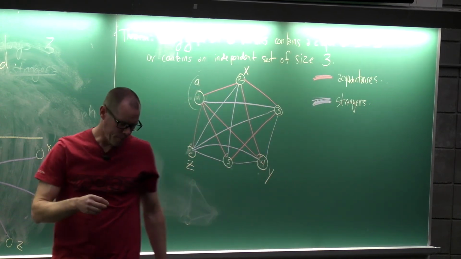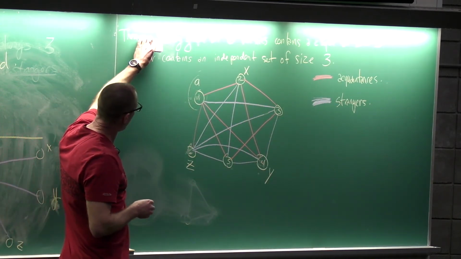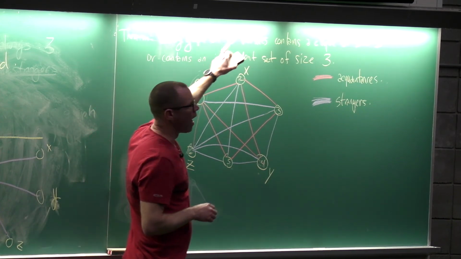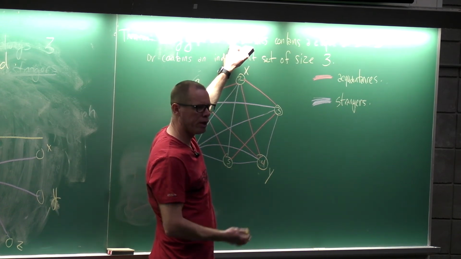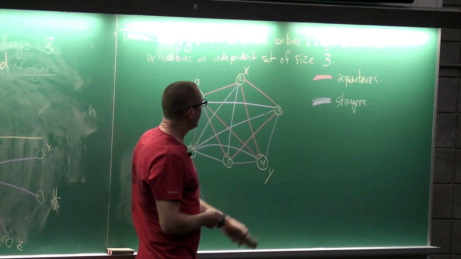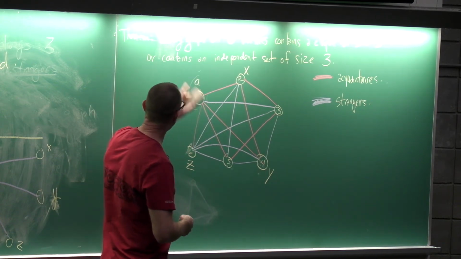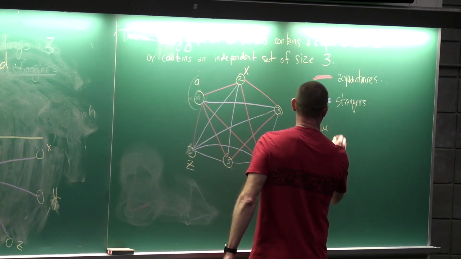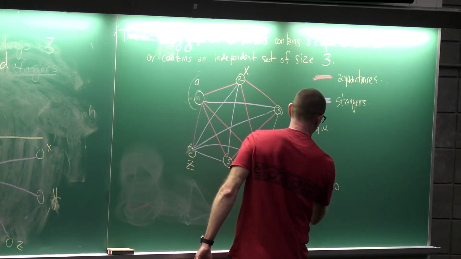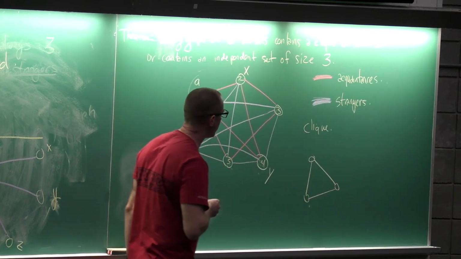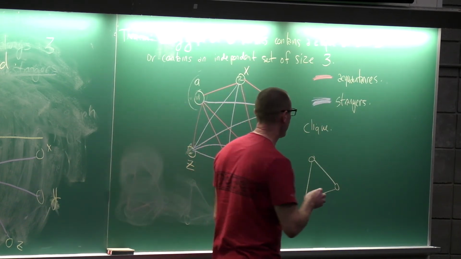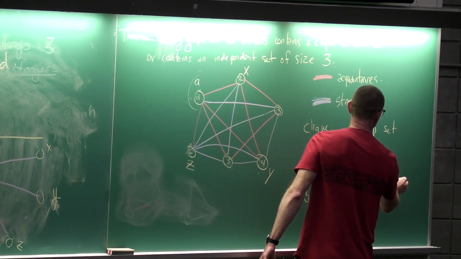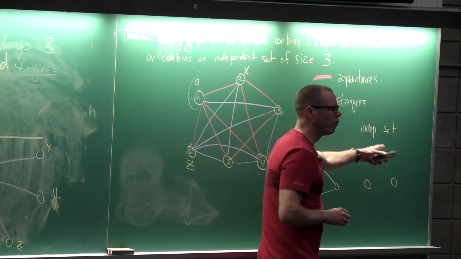Okay, what does that mean? Well, this is a slightly different statement of the theorem because it says every graph, not a complete graph on 6 vertices. You can either find a clique or an independent set of size 3. So a clique is 3 vertices, all of whom are adjacent to each other. So that's what a clique looks like in a graph. And an independent set is 3 vertices, none of whom are adjacent to each other.